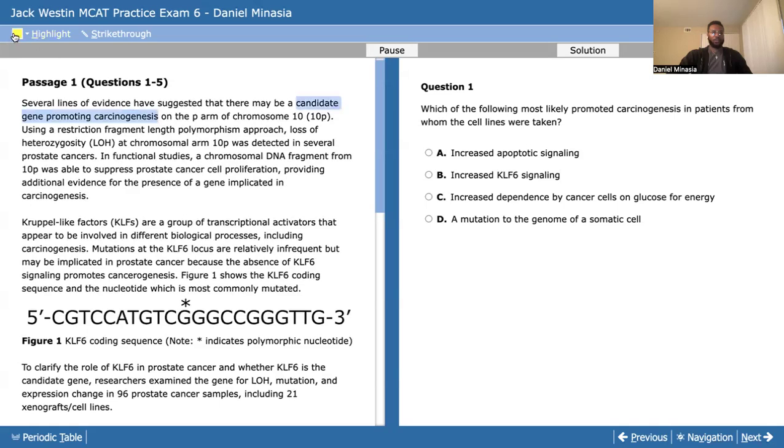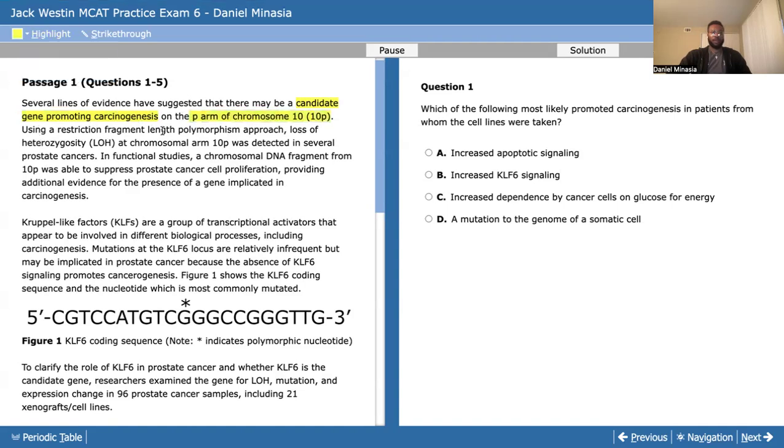Okay, so it's important to know the meanings of words. Throughout your medical career, you're going to be using a lot of words that look like this. So carcinogenesis, development of cancer. So candidate gene promoting the development of cancer on the P arm, the short arm of chromosome 10. That's where it is. Okay.